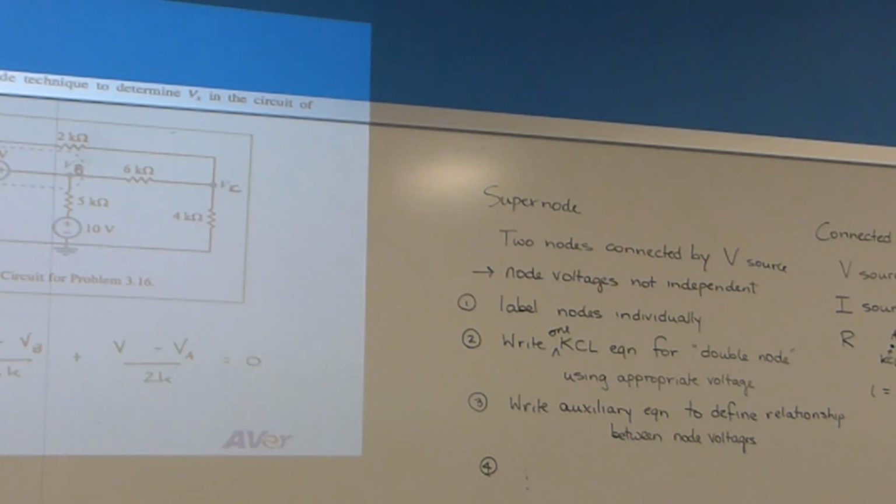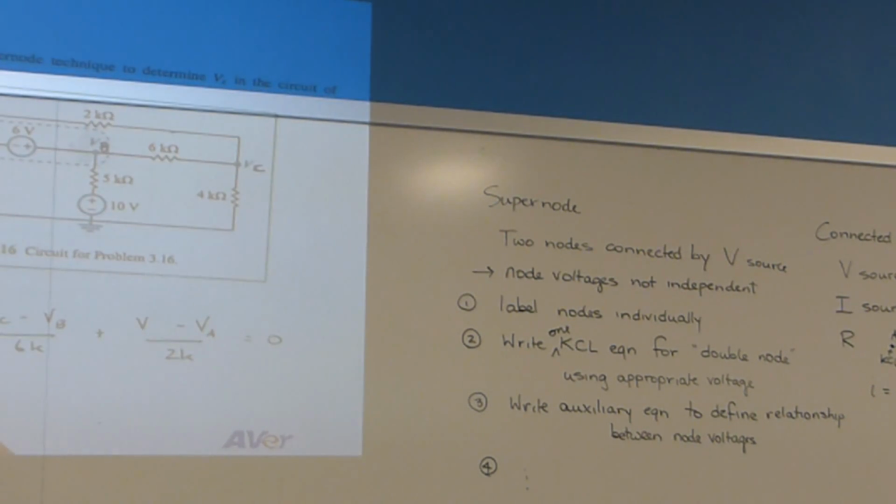Add that back in. Okay, so now we've got to treat the supernode. How many branches are coming out of the supernode? 1, 2, 3, 4. So we treat this as one big giant node together, and I count 1, 2, 3, 4 branches coming out, so 4 terms. So we're going to do KCL at node AB.